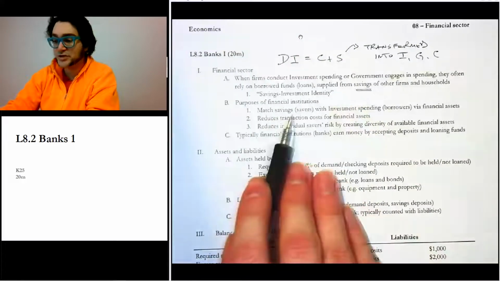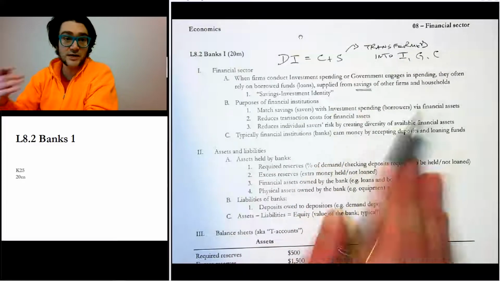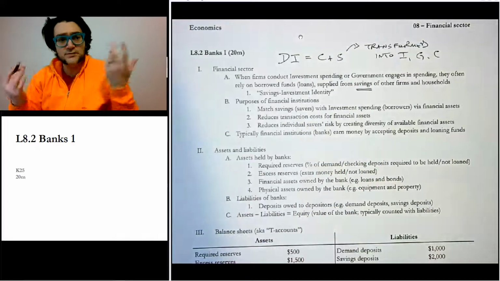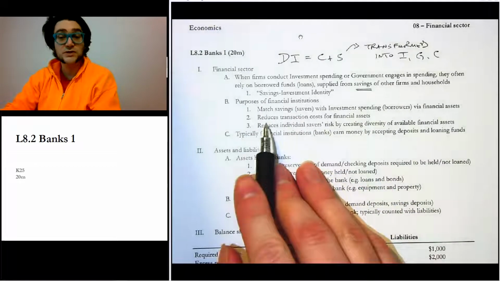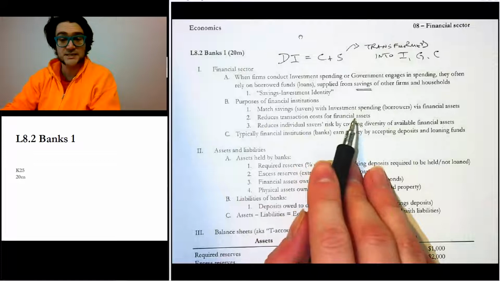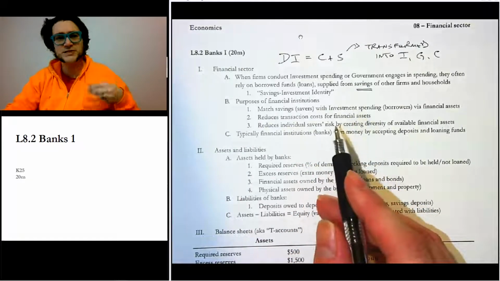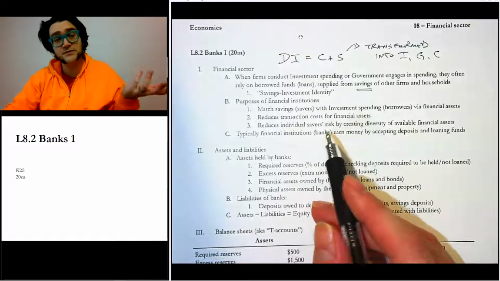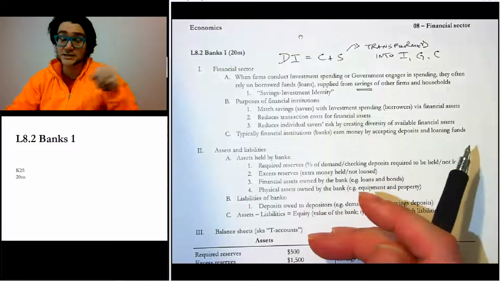And they match savers or savings with investment spending or borrowers. They do that via a variety of financial products, things like loans, right? Loans are a financial asset in that sense. They also reduce the transaction costs for a financial asset. If you're a saver, it's very difficult for you to go out and find all these little businesses that want to borrow money to expand their operations. It'd be very difficult for you to loan your money directly to individuals.